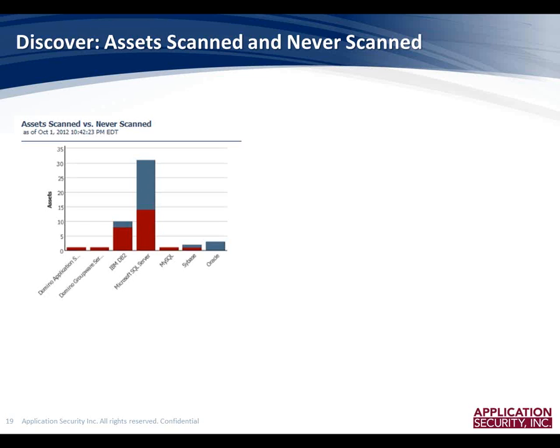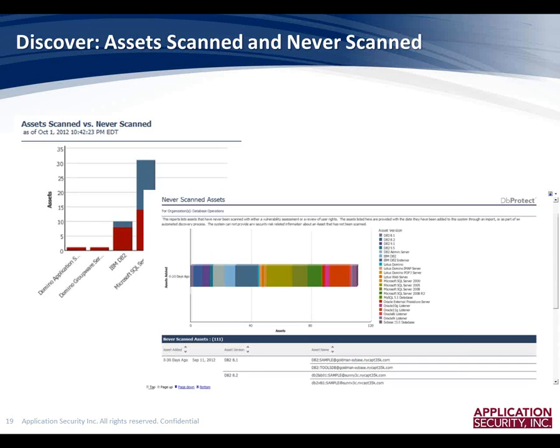The blue bars represent databases that have been tested for security issues, but the red bars are indicators for databases that are known but have never been scanned. This is our Never Scan Assets report. It does just what it says. This is a great report. It really helps you make sure everything is getting covered.